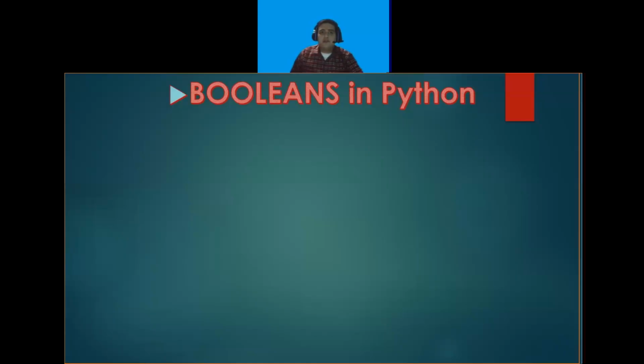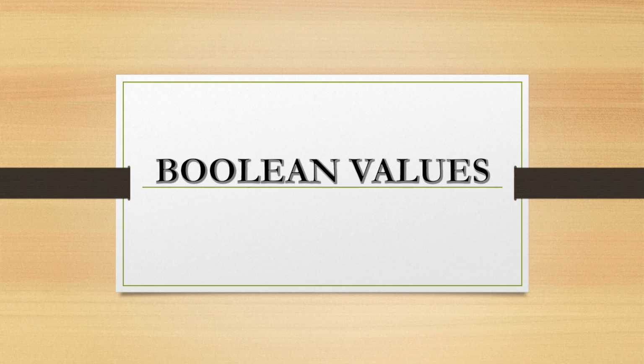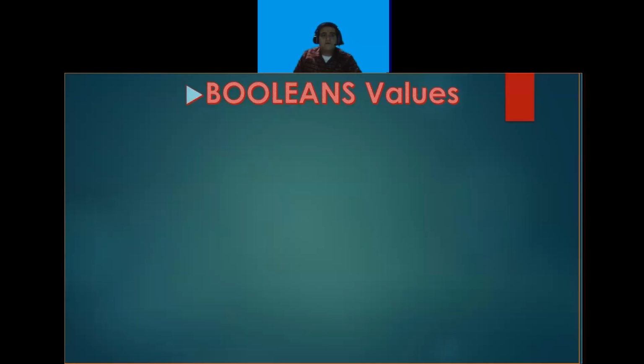What are Booleans in Python? A Boolean in Python represents one of two values. It is either true or false. While programming, you often need to know if an expression is either true or false. When you compare two values, the expression is evaluated.